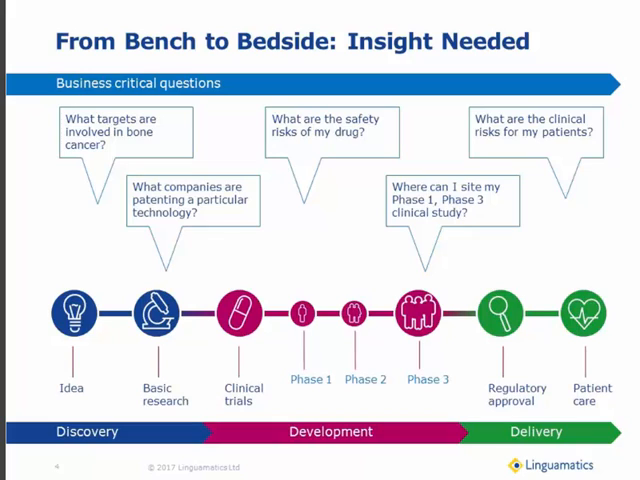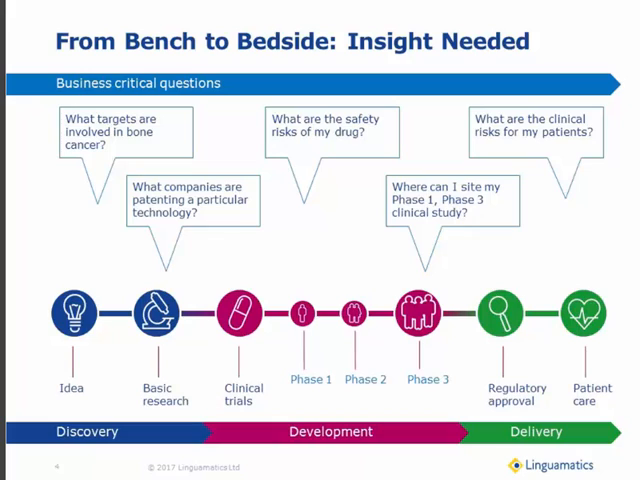So just to set the scene, if you think about the pipeline from bench to bedside, from drug discovery through to development and into delivery of therapeutics, you need insight at every stage to answer questions and get through development gates. So, for example, early on in target discovery, you might need to search the biomedical literature for specific genes involved in bone cancer. Or you might want to search the patent literature to understand the landscape around kinase assay technology, for example.